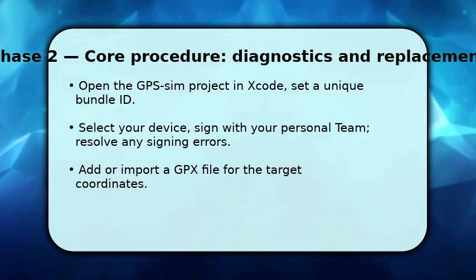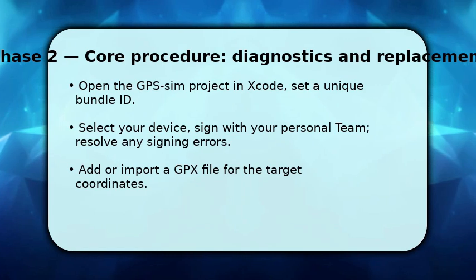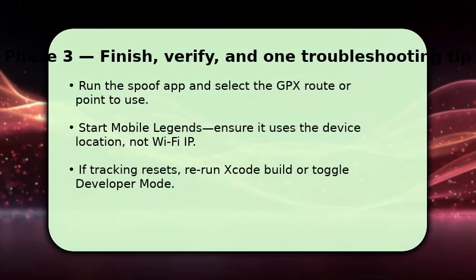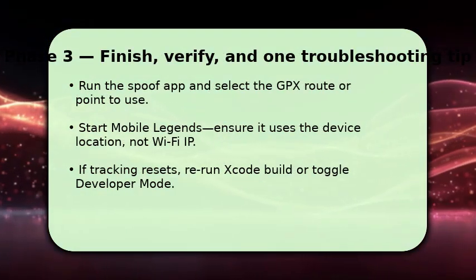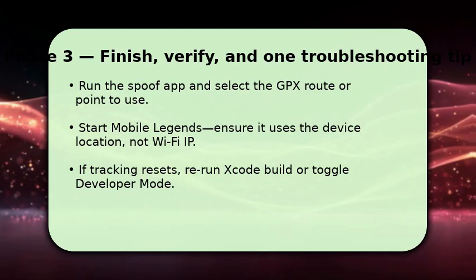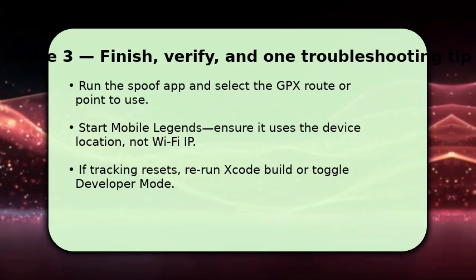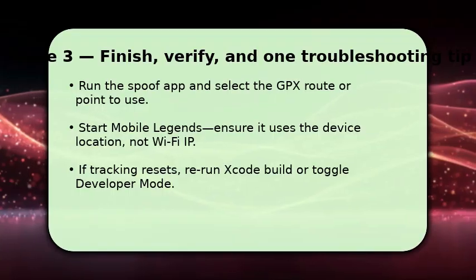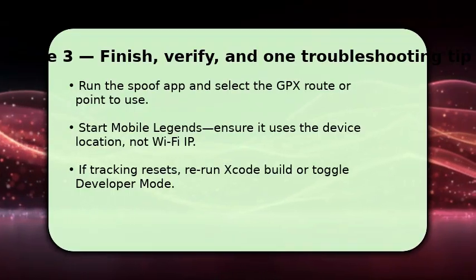Run the installed GPSim app and load the GPX point or route. This sets the device's simulated location at the system level while the app is active. Once the fake location is live, open Mobile Legends. Make sure the game reads the device GPS rather than using Wi-Fi IP.